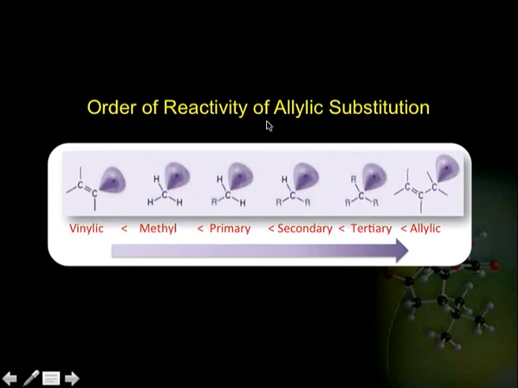The order of reactivity for allylic substitution remains more or less the same as what we observed in our earlier preparation methods, that is the vinylic carbon happens to be the least reactive, then is the methyl, then is primary, and then comes the secondary radical, and then is tertiary, whereas the allylic substitution happens to be the most feasible and the allylic radical happens to be the most reactive radical out of all these which are listed here.